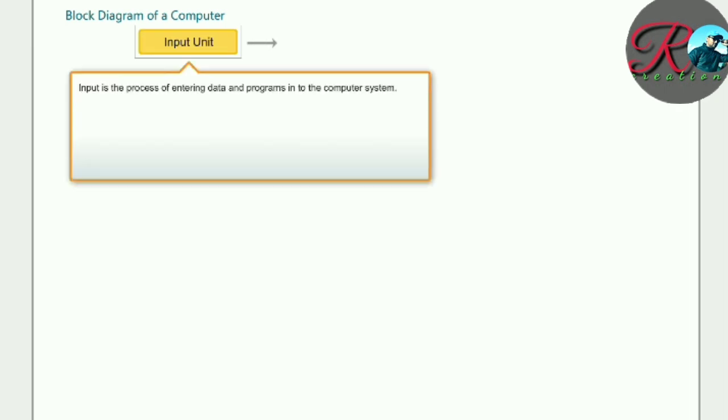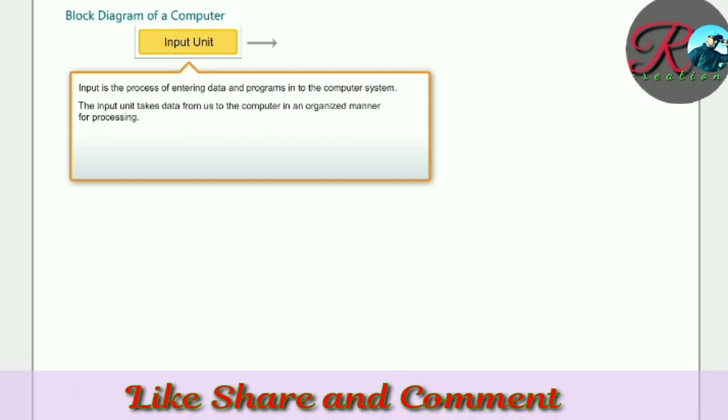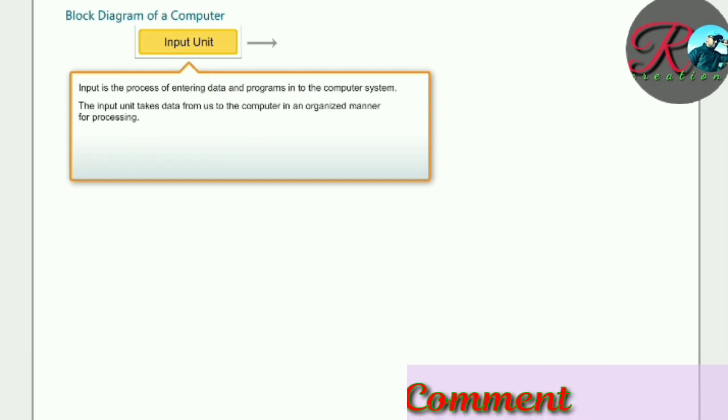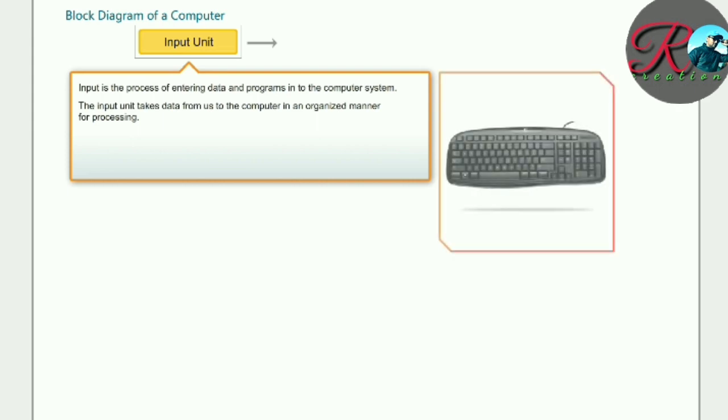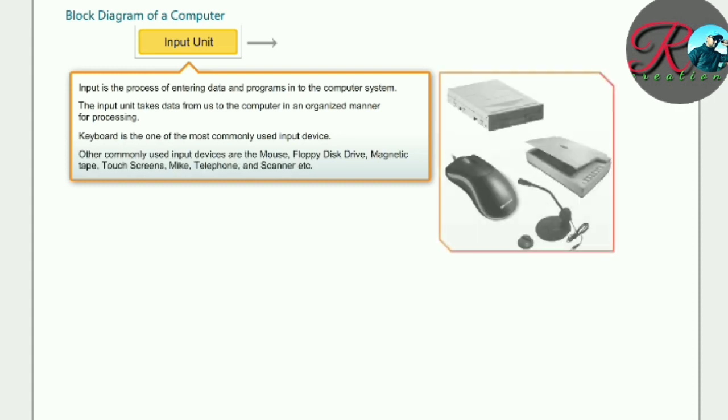Input. Input is the process of entering data and programs into the computer system. The input unit takes data from us to the computer in an organized manner for processing. Keyboard is one of the most commonly used input devices. Other commonly used input devices are the mouse, floppy disk drive, magnetic tape, touch screens, mic, telephone, and scanner.